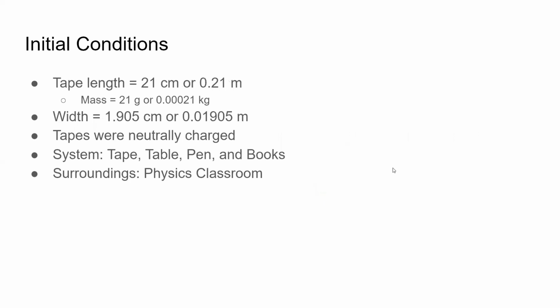So the initial conditions: this was the tape length, which was 0.21 meters. The tape length was used to find the mass, which was this value in kilograms, and the width was almost 0.02 meters, which was just found from the packaging of the tape. The tapes were neutrally charged before the experiment started. As for the system, that was the tape, table, pen, and books. The books were used in the portion where tape A would act on tape B, and the surroundings were the physics classroom, which is where the experiment was conducted.